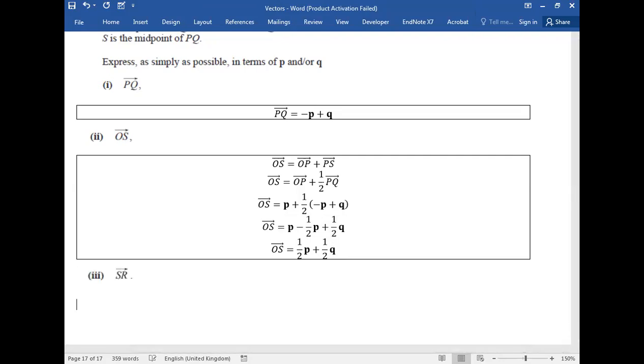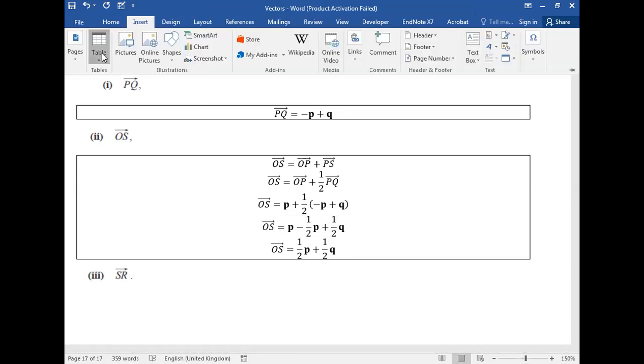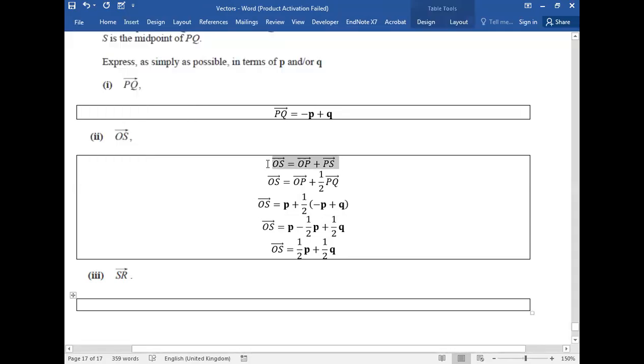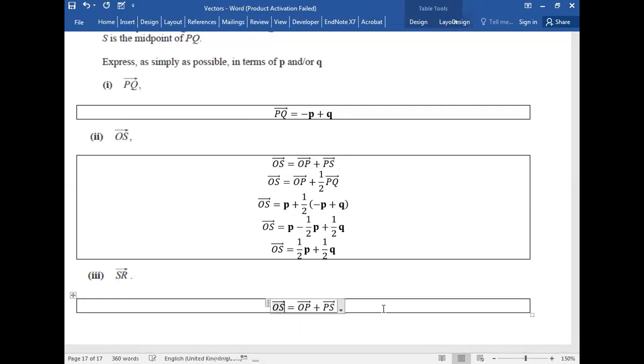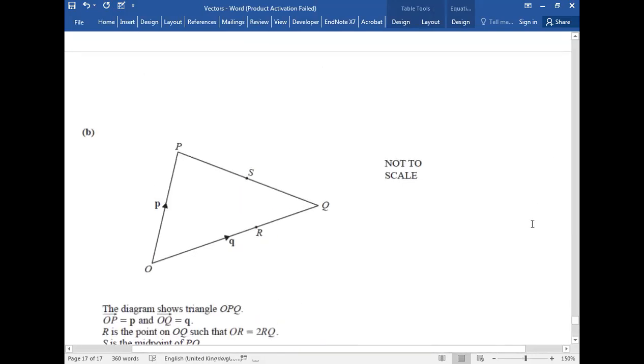Then if I want you to find SR, one way is you can go through SQ and QR. SR is SQ and QR. That is one way. Any other way? Again, it's better that if you use a previous vector, it saves your time. Obviously, SQ and QR is absolutely right.